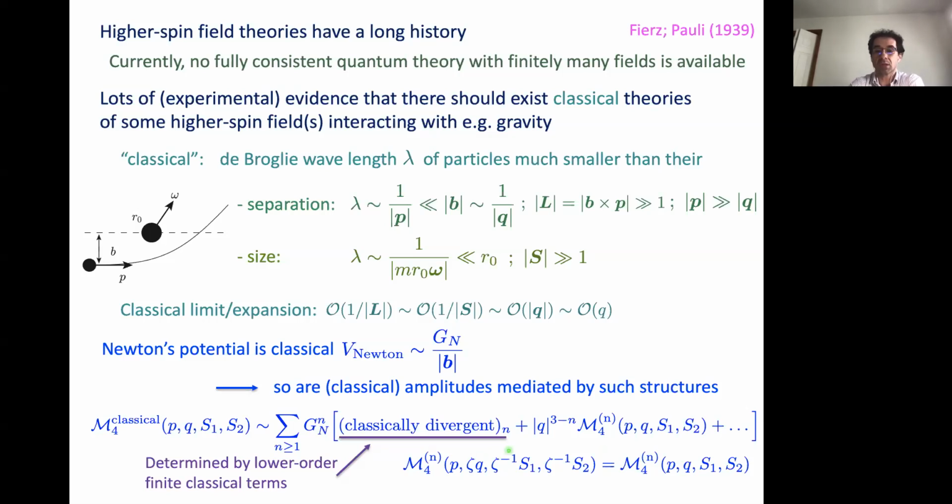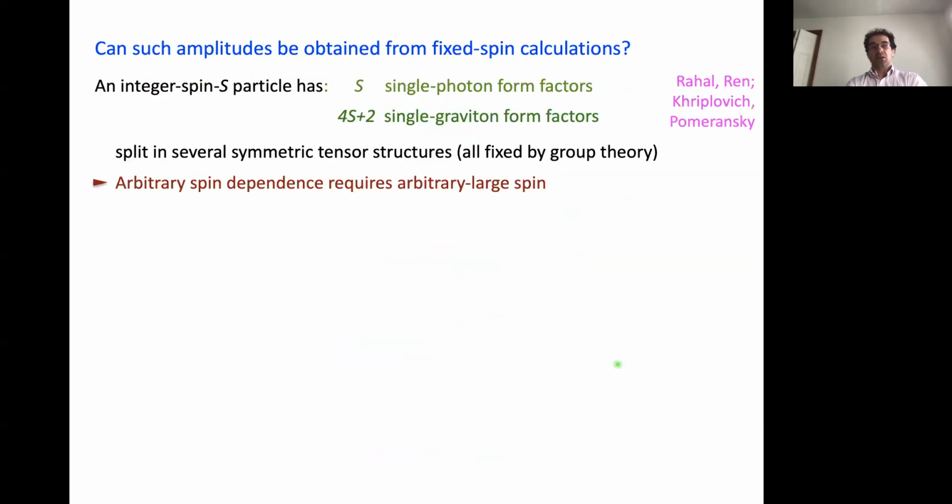So the question is, what kind of particles do we really need to accommodate and describe such a scattering amplitude? Here, M_n a priori could be an arbitrary function of S1 and S2, just as it appeared in, for example, Justin Vine's talk this morning. So it turns out that this cannot really be accommodated, at least not easily, with particles of finite spin. The reason is an old result of Holstein, Ross, and Kriplovich and Pomeransky independently, and perhaps others, that a spin s particle has only 4s plus 2 single graviton form factors.